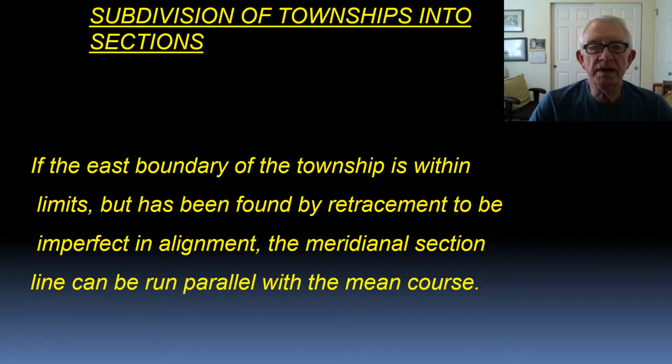Now, if that east boundary of the township, that is the range line, is within limits, those 14-minute limits we talked about, but we found, when we retrace it, that it has a bunch of angle points in it, what we can do is mean that course of that range line out, and we can make the north-south section lines parallel with the mean course of that township line. And that can happen fairly commonly.